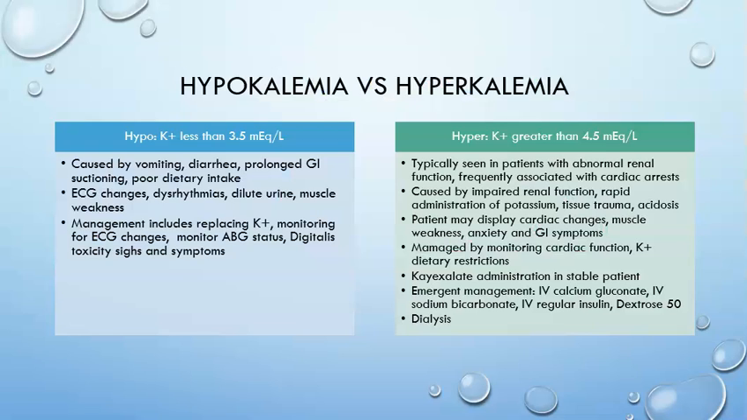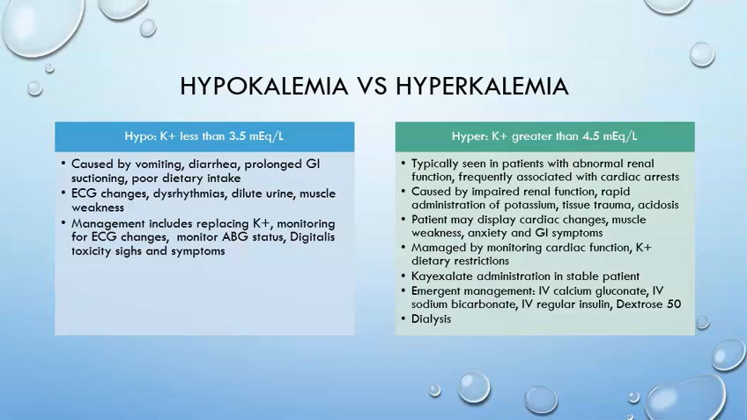Hypokalemia and hyperkalemia, so this is our potassium levels. This is probably the most common electrolyte imbalance that we're going to see in the hospital setting. We replace potassium frequently, and your replacement protocols will be based off of your facility's protocols. Hypokalemia is a serum potassium less than 3.5. This can be caused by vomiting or diarrhea or prolonged GI suctioning. So they have an NG tube and we're suctioning too much from that tube, or poor dietary intake.